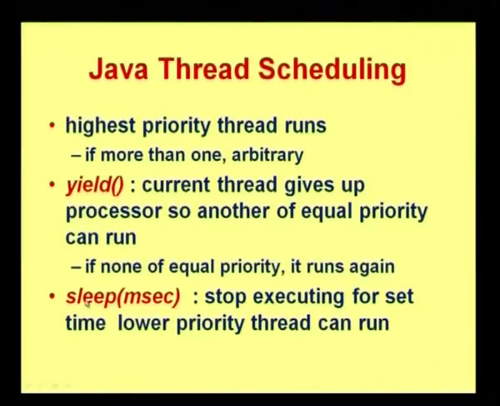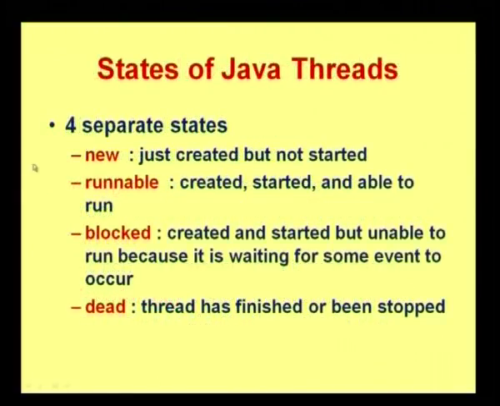Here, with the sleep method, you can specify milliseconds. You can make your thread sleep, and after that point of time, that thread will automatically come to the runnable state. When given a chance, it will go to running. You can see the various states of a thread: new, runnable, blocked and dead. New means just created but not started. I have created a thread and I am about to call my start method. That is a new thread.